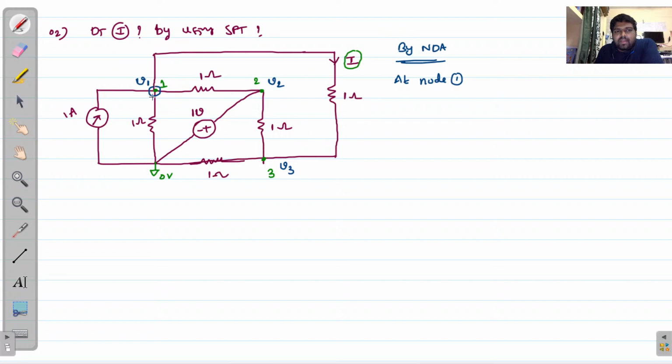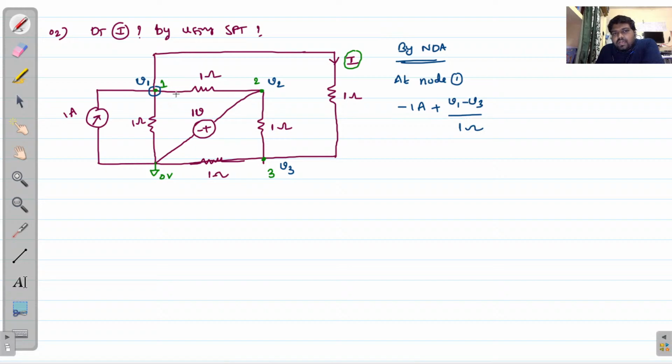Here 1 ampere current is entering into this node, so I am taking minus 1 ampere, and plus, first I will take this branch. So V1 minus V3 by 1, right? If you take this entire branch, the current in this branch equals the potential difference between these two end nodes divided by the total impedance. That gives the current through this particular branch, so I am taking V1 minus V3 by 1 ohm.